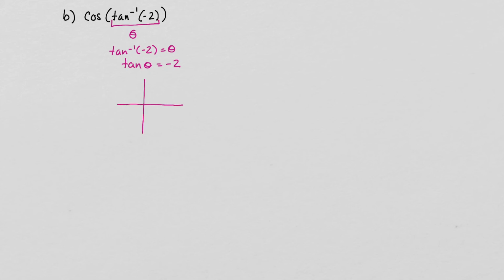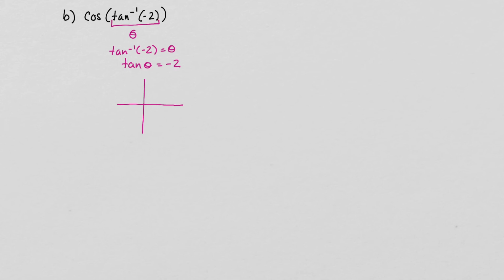So we'll do one more here. So for example, the cosine of the tangent inverse of negative 2. So again, just like before, I'm going to let this stuff inside here be theta. So we're saying that the tangent inverse of negative 2 equals theta, or that the tangent of theta equals negative 2. Again, the inverse tangent function is defined in quadrants 1 and 4. And so since we're dealing with the negative, we're going to be dealing with quadrant 4.